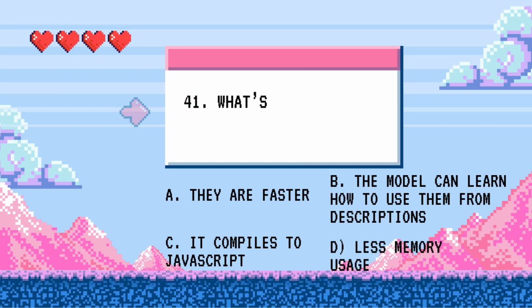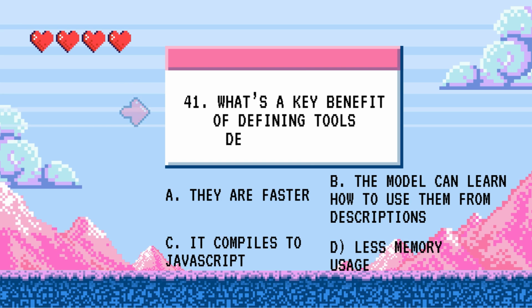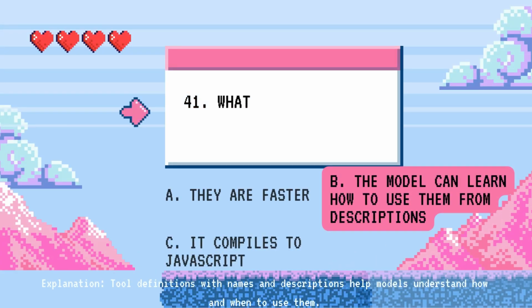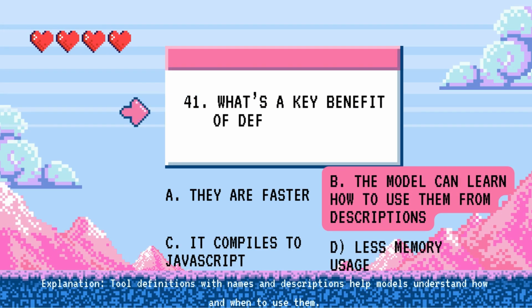41. What's a key benefit of defining tools declaratively? A. They are faster. B. The model can learn how to use them from descriptions. C. It compiles to JavaScript. D. Less memory usage. Answer: B. Explanation: Tool definitions with names and descriptions help models understand how and when to use them.